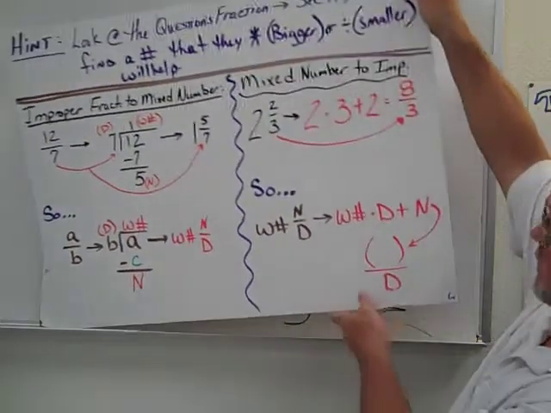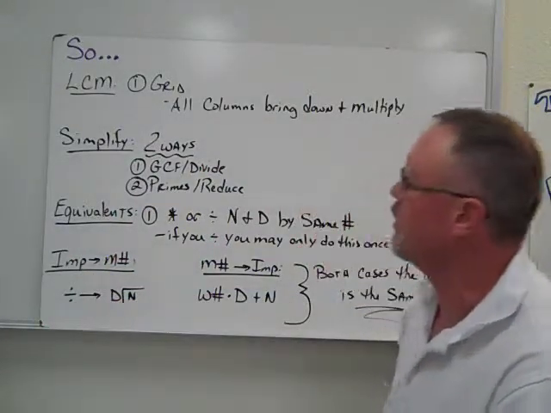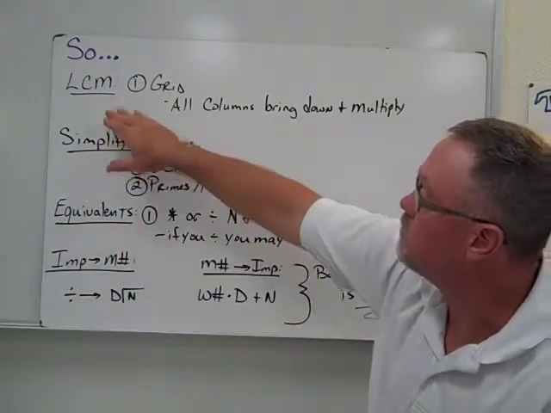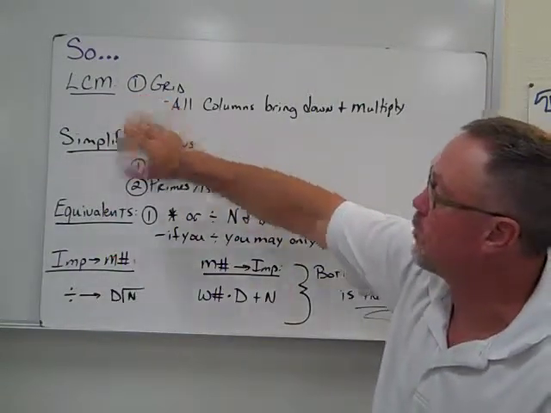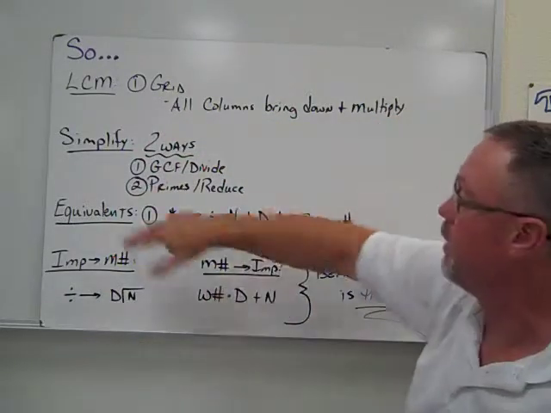So we went through a lot of stuff in this video, but it's a lot of stuff that I think should not be too difficult for you to do. So a few hints to finish up and wrap everything up. Least common multiple, grid it out. All columns you bring down and then multiply.